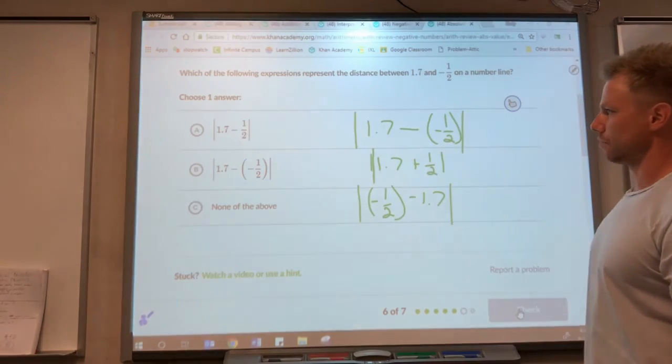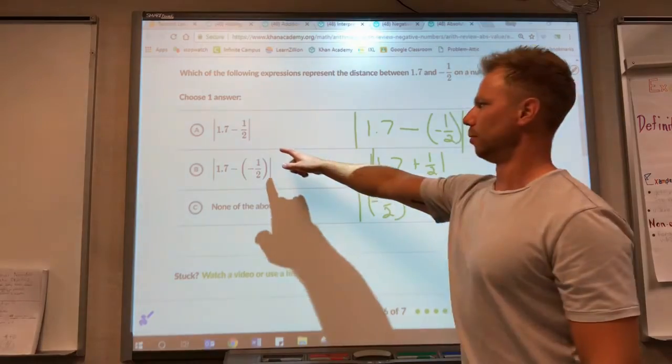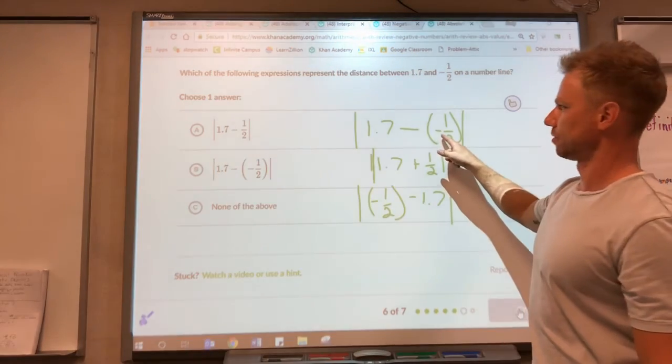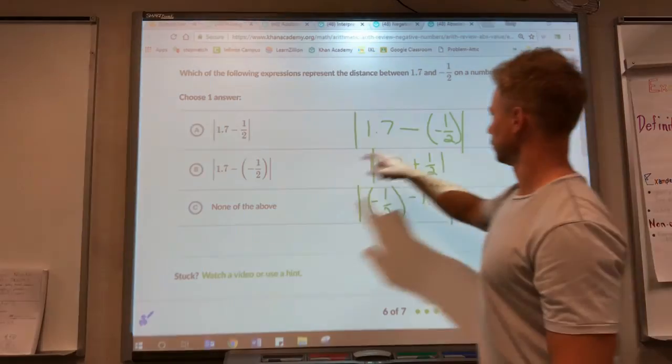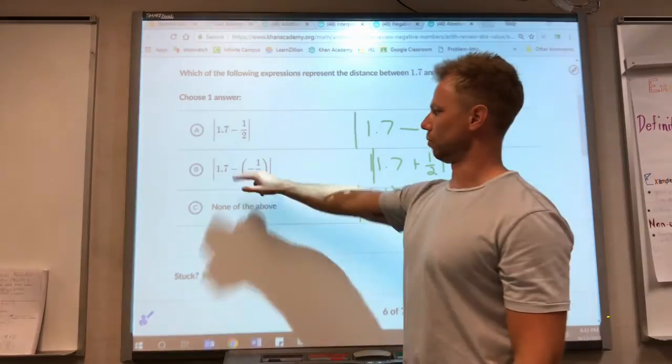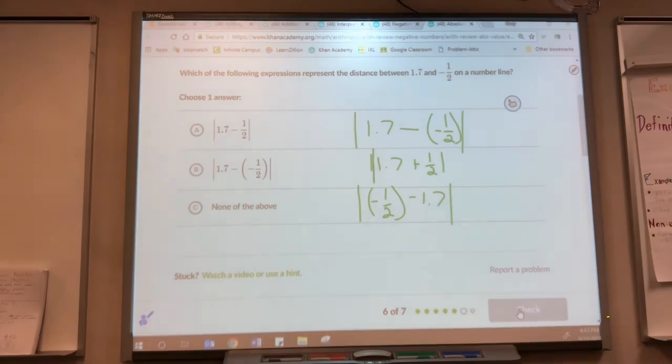So which of these match? This one's close, but they forgot the negative 1/2, or the negative with the 1/2, so it doesn't work. This one matches this exactly, so B would work, and then none of the above. It would be B.